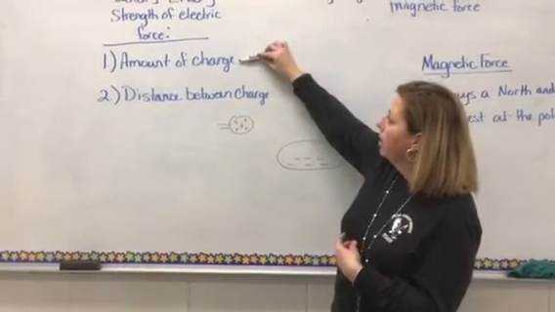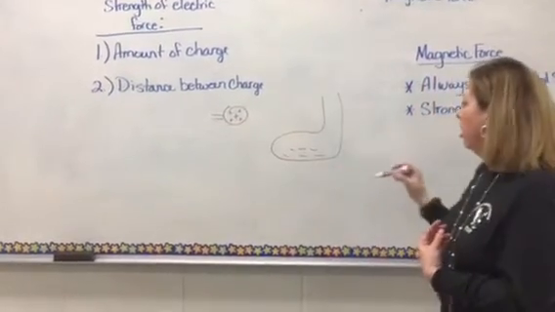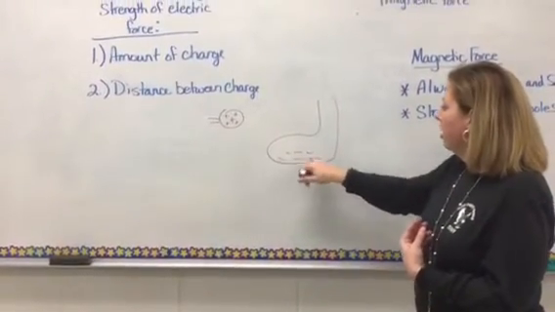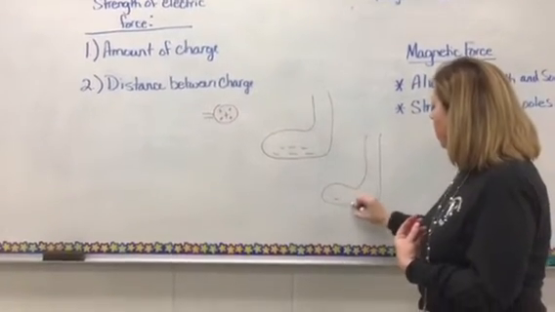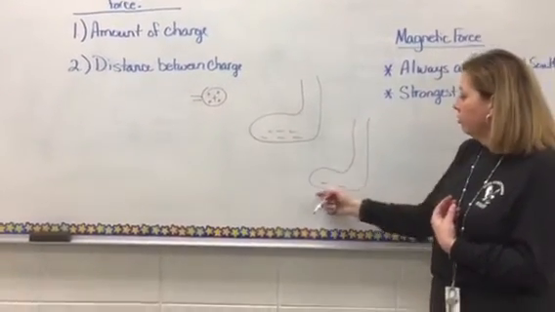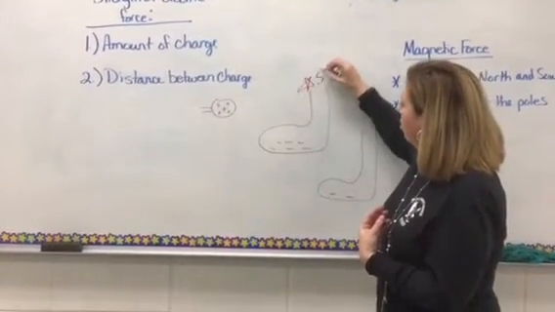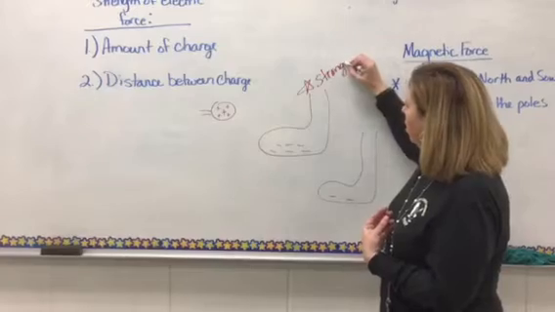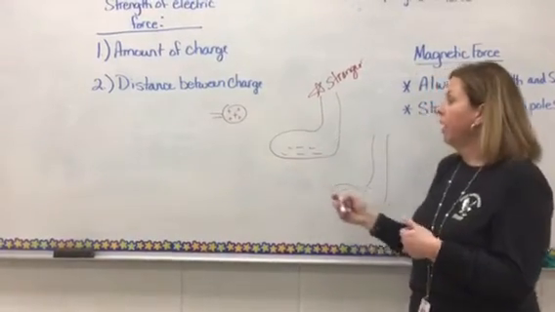Now, when we're talking about things that affect the strength of the charge, first one is the amount. If I have this shoe that has several charges built up, and then I have another shoe that only has a couple of electrons built up on it, this one is going to be stronger just because it has more numbers of charges, okay?